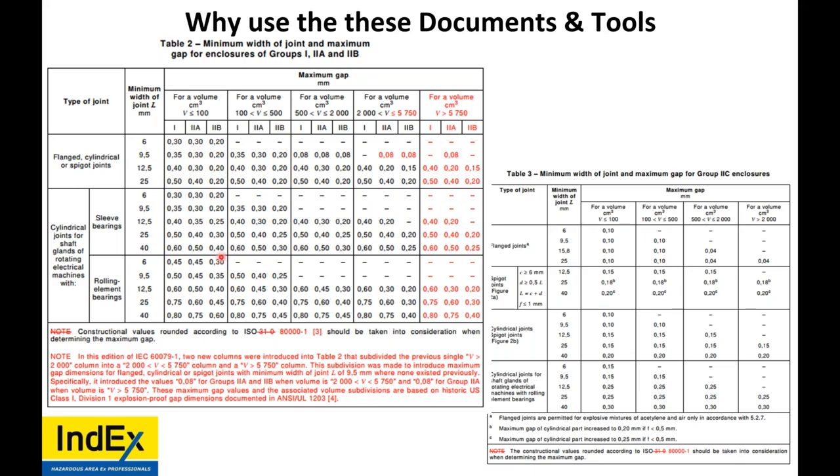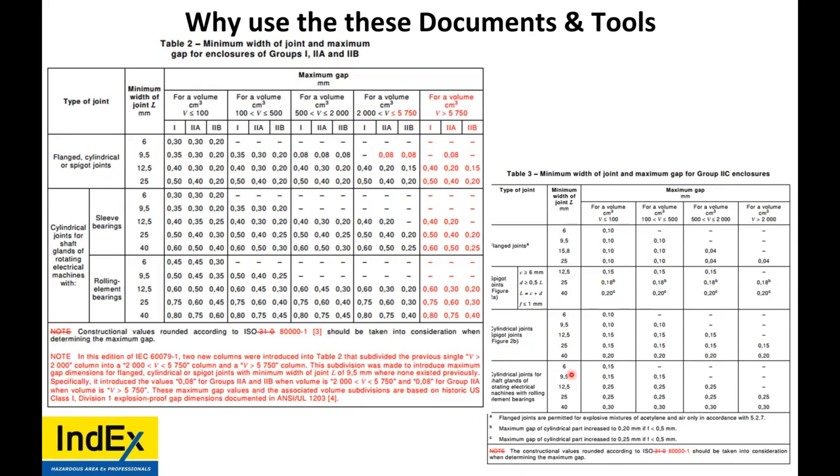Now this is for 2A, 2B. This is for 2C. Take a look at the bottom here. They've started to incorporate historical data from the US on Class 1, Division 1 explosion proof gap dimensions. So the word explosion proof is North American Ex d.